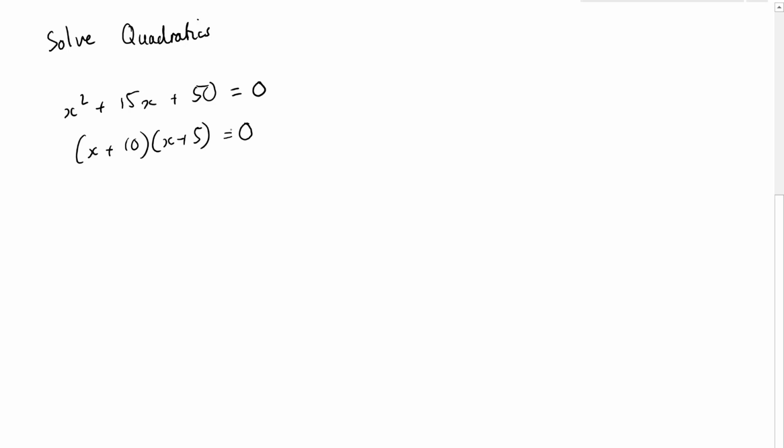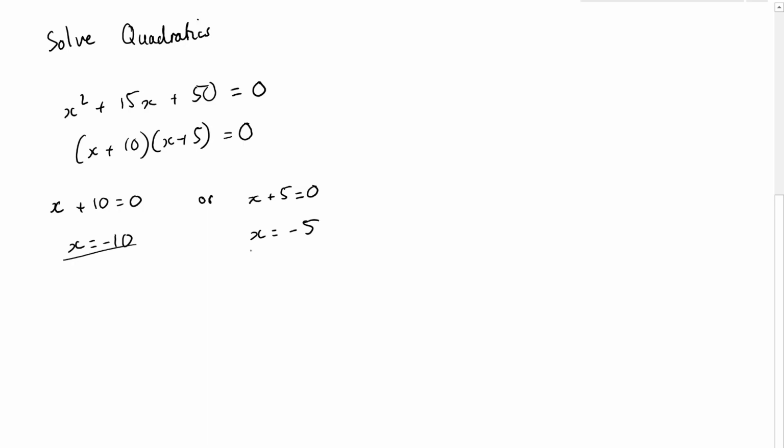So the way we can solve this now is, if we have two numbers that multiply to give you 0, it means that one of these numbers has to be 0. There's no way we can do 2 times 4 and get 0. One of the numbers when we multiply has to be 0. So there are two solutions to this. It's going to be either x plus 10 is equal to 0, or x plus 5 is equal to 0. So we get two solutions: we can solve this and say that x is equal to minus 10, or we can solve this and say x is equal to minus 5.